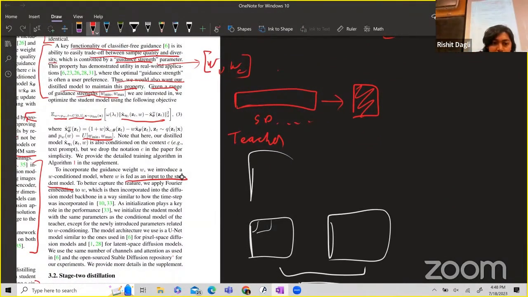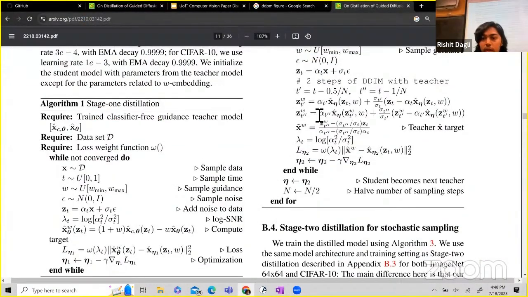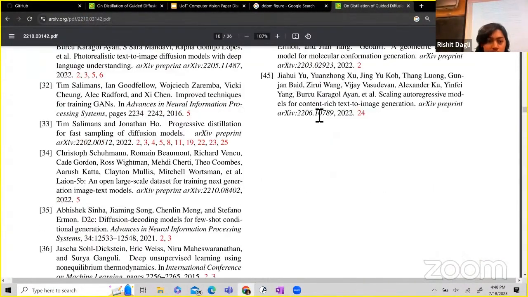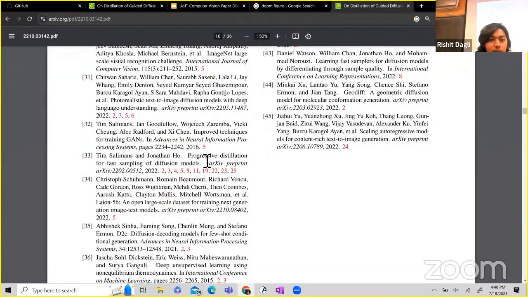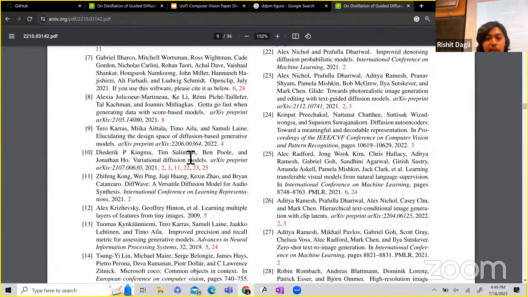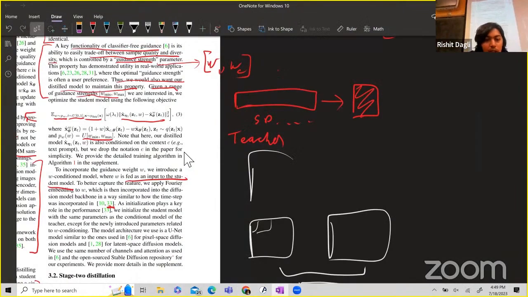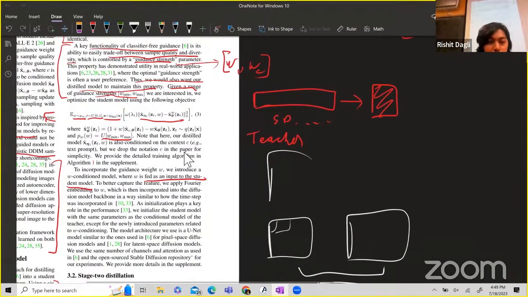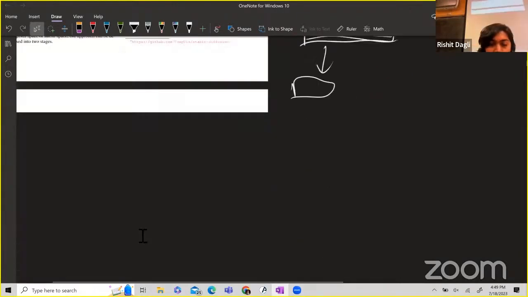And they incorporate this into the diffusion model backbone, similar to how the time step was incorporated. Yeah. So these are just popular papers. Let's see what paper 10 is. The 33 one, which we just saw, was about progressive distillation, and they say 10. So that's this. Oh, variational diffusion models. Okay, so they also incorporate the W parameter, very similar to variational diffusion models or progressive distillation. And maybe we can find that somewhere.